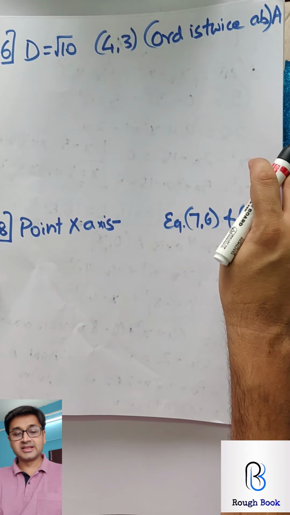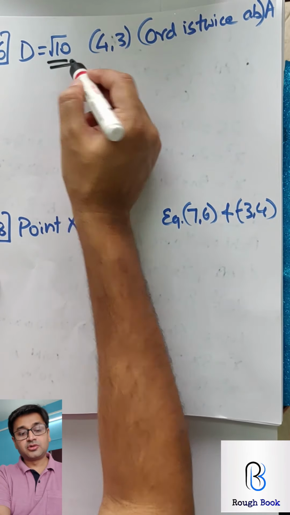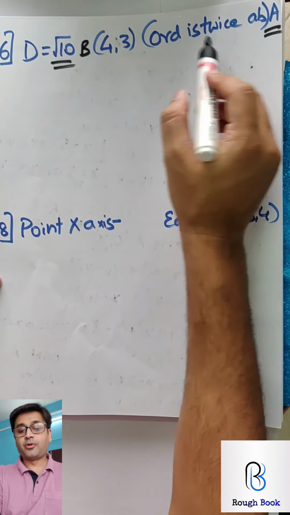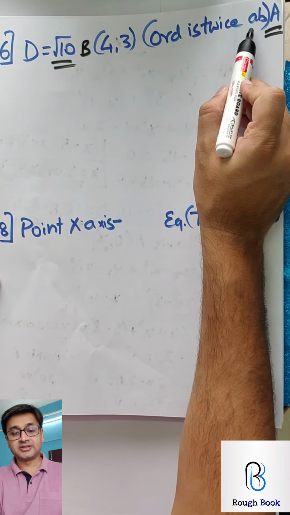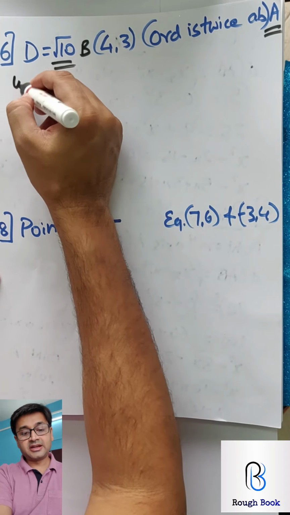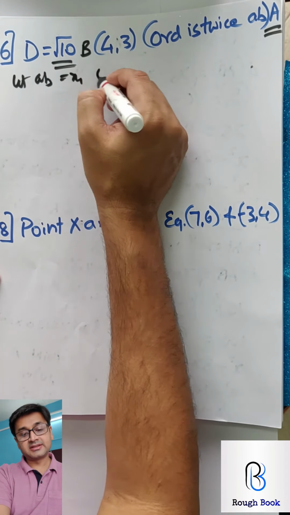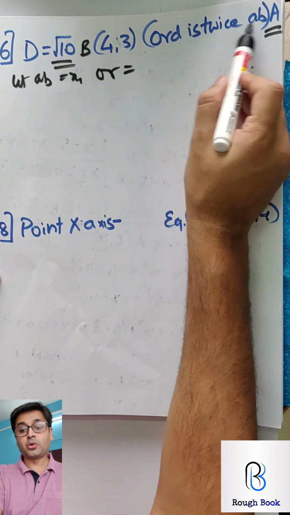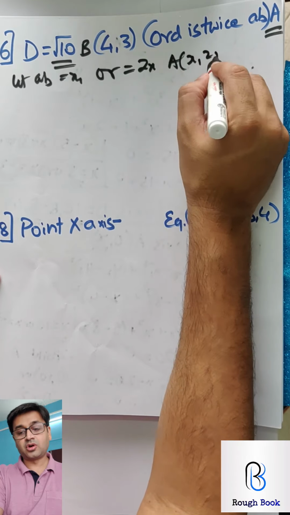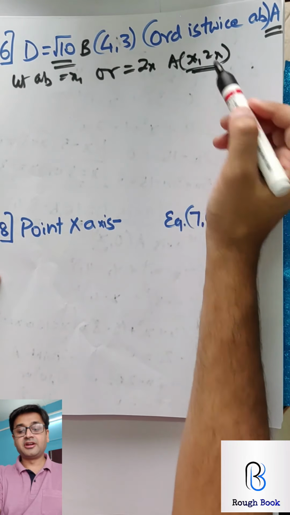Let's go with the next one, 6th. They say distance is root 10 and a particular point is this. Let's call this B, and point A's ordinate is twice its abscissa. Nothing is given over here, so now you'll have to convert this. So let abscissa be x, so ordinate will be twice the abscissa, that means 2x. So your point A will be (x comma 2x). So we generated point A.